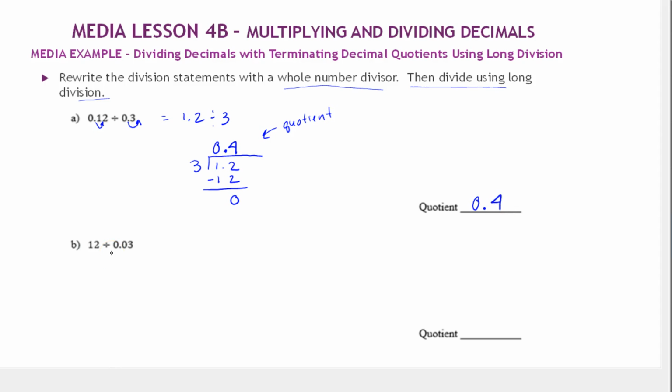Let's try this with the next one. Well, notice, I'm going to write this a little bit bigger with a little more space. To make our divisor a whole number, we'd have to move it 2 places. So we have to do the same thing to 12. The decimal, which we're not writing with whole numbers, we'll add that on and move it 2 places. So our equivalent division problem is 1200 divided by 3.